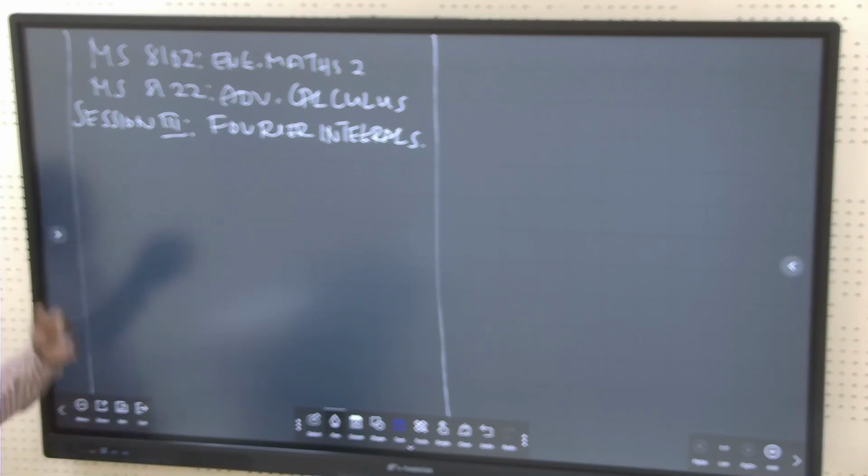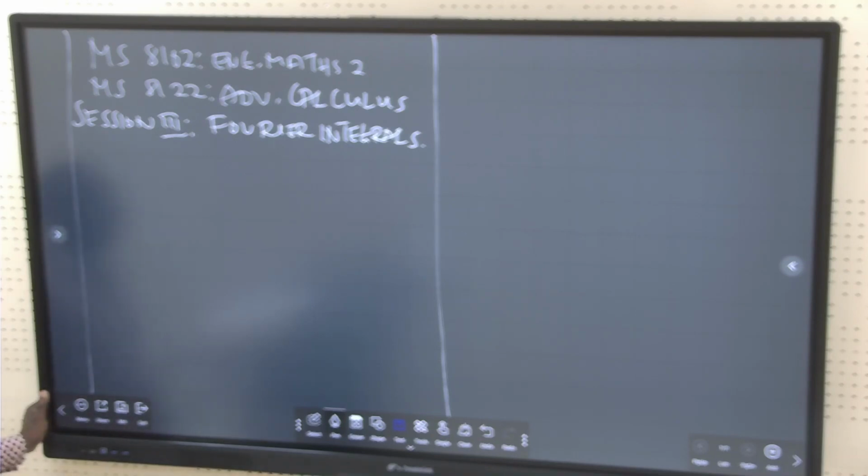Today's session is about Fourier integrals, and we are proceeding on our course, MS 8102 Engineering Mathematics 2 and MS 8122 Advanced Calculus for Electrical Engineering, and MS 8102 for Mechanical Engineering. Our session 3 today is about Fourier integrals.